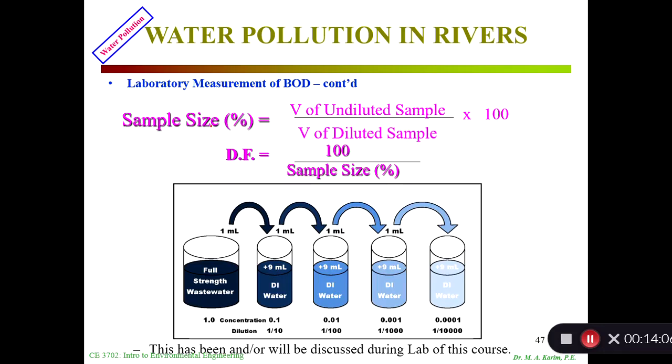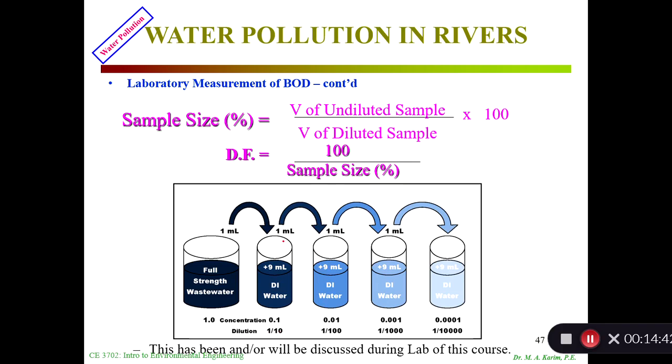So here is how the dilution works. Sample size, or volume of undiluted sample, divided by volume of diluted sample, times 100 will give you percent dilution, and dilution factor is 100 divided by the percent dilution. Here showing full strength wastewater, that means dilution factor is 1. But here they are not calling it a factor, they are just calling it dilution, 1 over 10. I'm calling it dilution factor of 10, but dilution, whenever you call dilution, is 0.1.